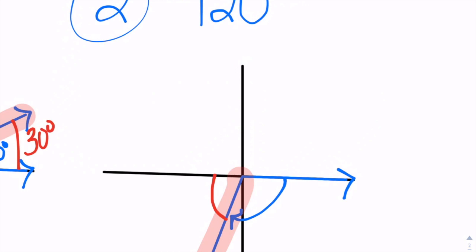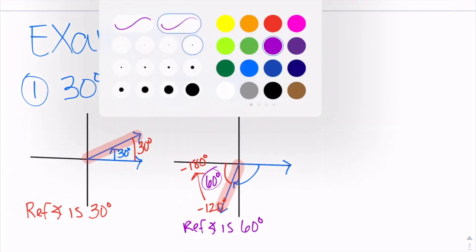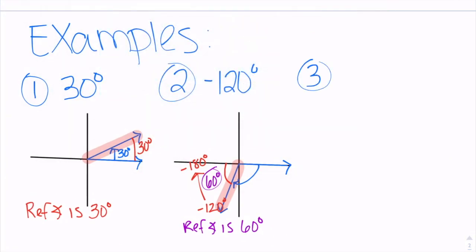And so if we were to continue past our angle, that would end up getting us to negative 180 degrees over there. So we want to determine from negative 120 degrees to negative 180 degrees, how far did we go? Well, we went 60 degrees. So that tells us that our reference angle is 60 degrees. And then example 3, if we have 480 degrees, the first thing we want to do is draw out that angle.